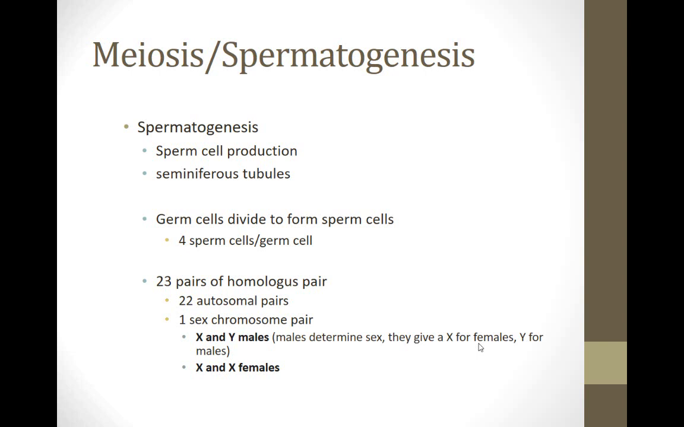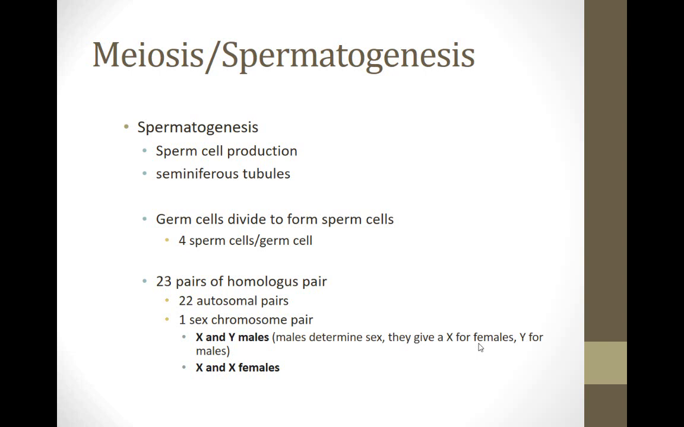But specifically, sex cell division in a male is called spermatogenesis, because we're talking about the division of the sex cells to produce sperm cells. So spermatogenesis is sperm cell production. It takes place within the seminiferous tubules, which again are located within the testes. And what happens is there are these cells within the seminiferous tubules known as germ cells, and they divide to form 4 functional sperm cells. So from one germ cell we can produce 4 functional sperm cells, and that's different from the female, as you will see.